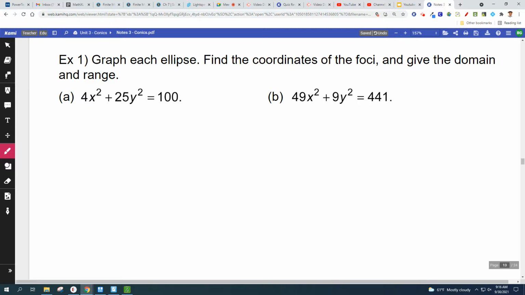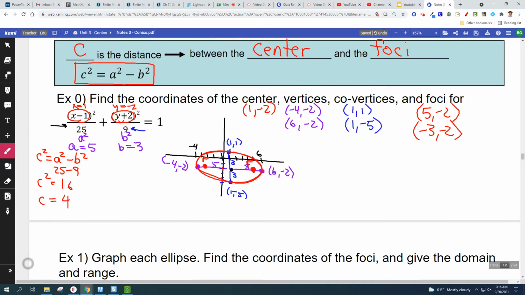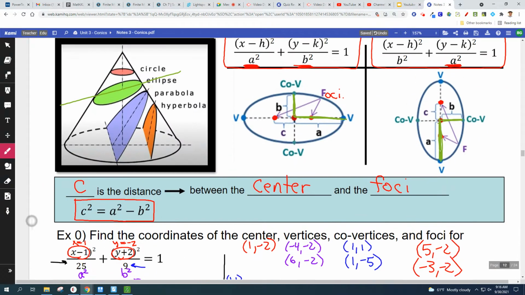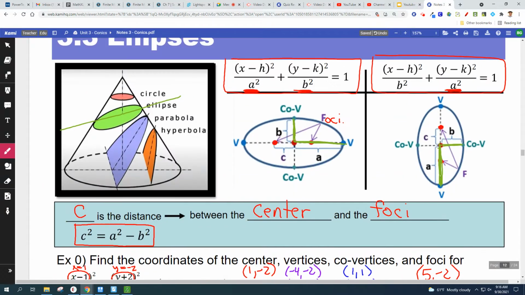Graph each ellipse, find the coordinates of the foci, and give the domain and the range. All right. So I didn't give you graph paper here, I don't believe. And so that's fine. We can just do a quick little sketch. But one thing you need to pay attention to, and this is one of those little details that you have to notice, is that in our equation of an ellipse, it's always going to equal 1. All right. So that's kind of a big deal. We want it to equal 1.